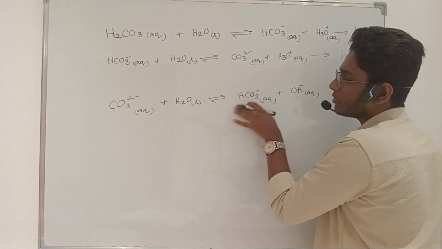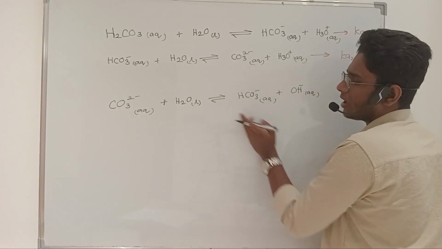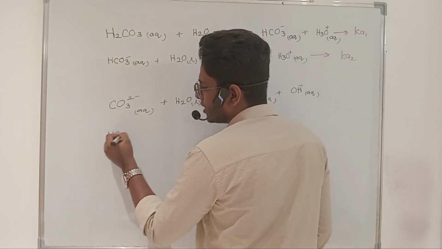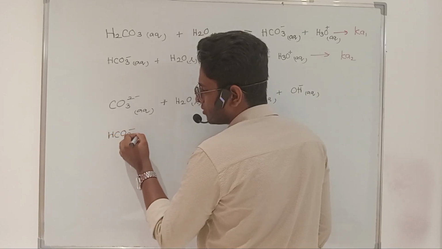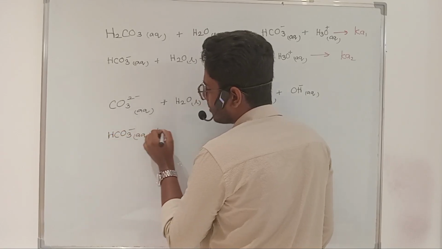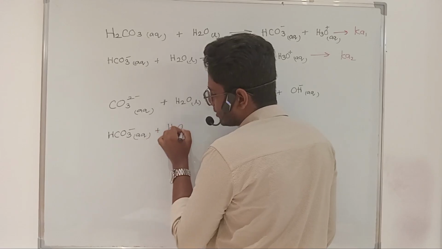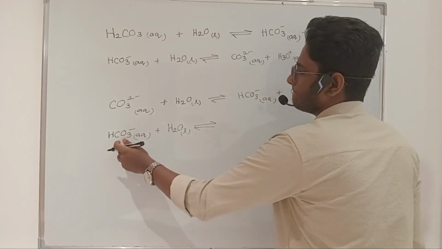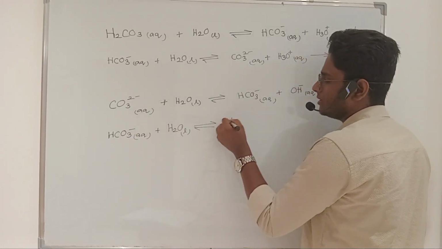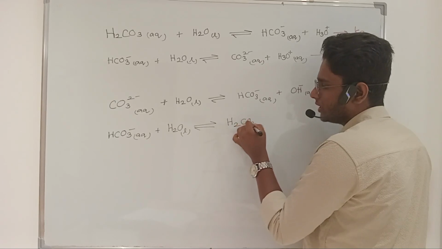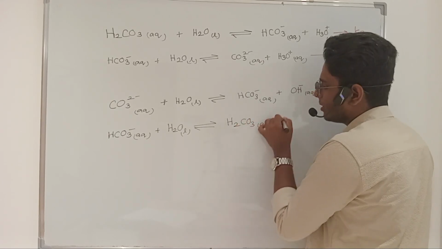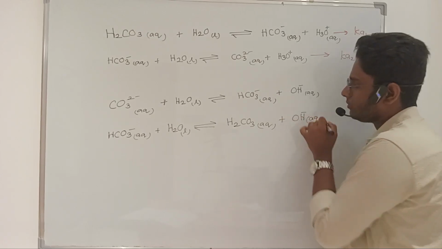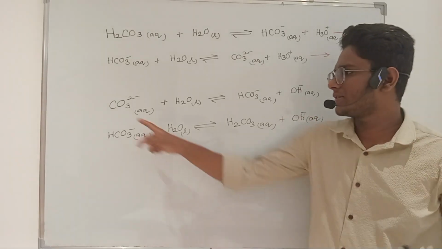Now this can further accept an H plus, because it can form carbonic acid. So it will be further accepting another H plus from the water, and it will be forming carbonic acid. Bicarbonate and water give carbonic acid, H2CO3, aqueous, plus OH minus. Here also you can see this is a base.